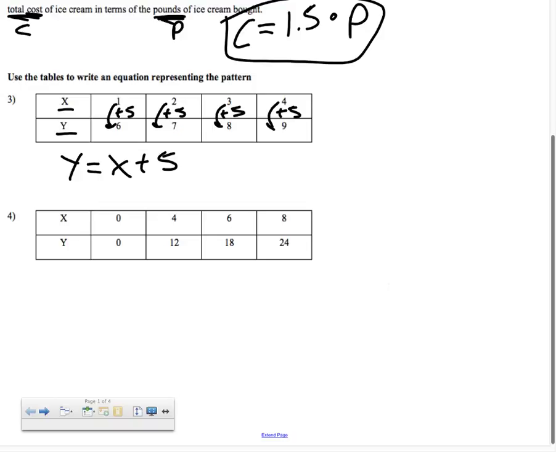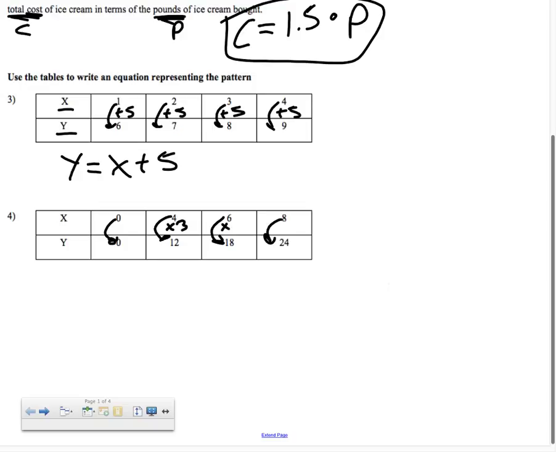Same thing for the next one. 0 to 0, 4 to 12, 6 to 18, and 8 to 24. Now I can't really add anything because 0 plus like 1 or 2 is just going to give me 1 or 2, so 0 to 0 wouldn't work. So it has to be multiplying by something. So in this case, if I want to go 4 to 12, well, I can times by 3, and that gets me 4 to 12.